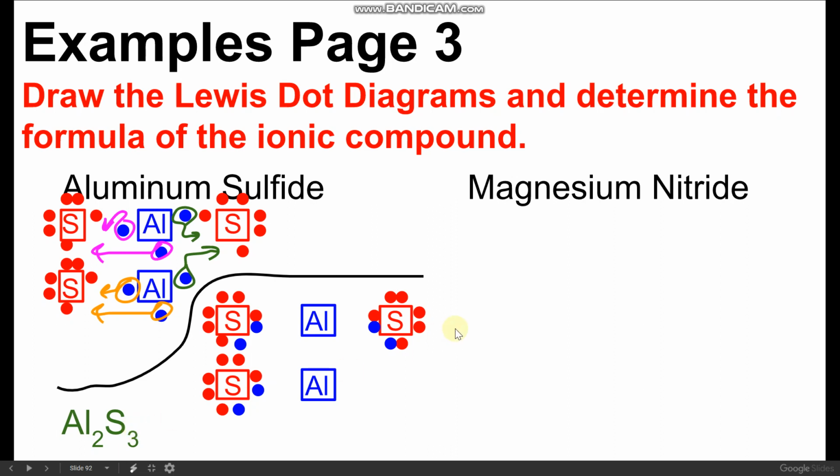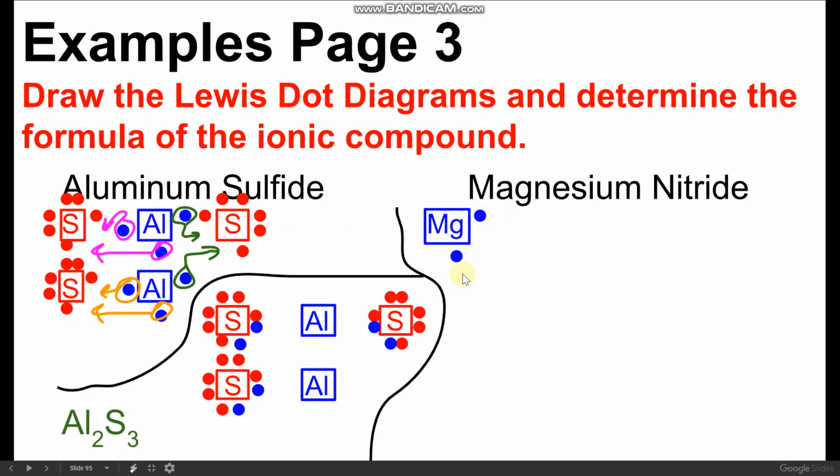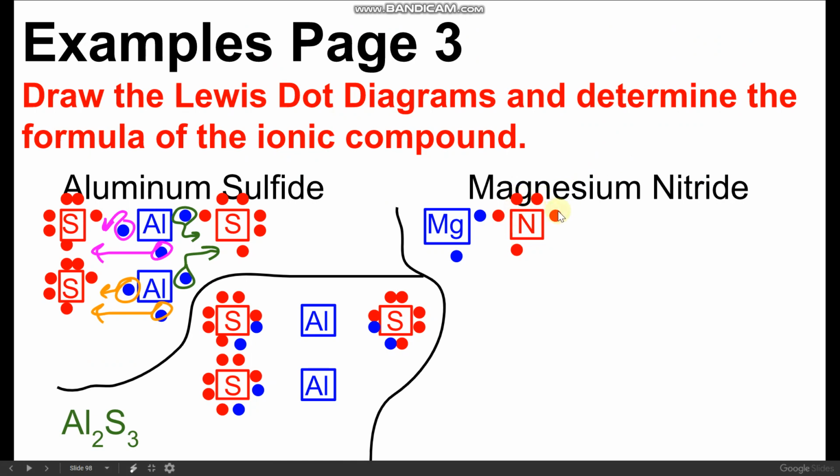Okay, one final example, magnesium nitride. So we'll start with magnesium. Magnesium is the second element in its row, so it gets 1, 2 electrons. And then we'll draw nitrogen. Nitrogen is the 1, 2, 3, 4, 5. It's the 5th element in its row, so it should get 1, 2, 3, 4, 5 valence electrons. Again, magnesium is the metal, so it's going to be the one donating electrons. So we'll donate 1 electron here and 1 electron here.